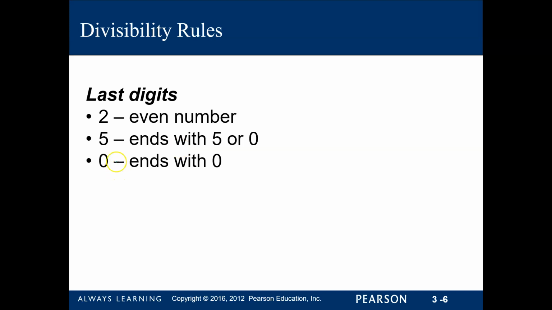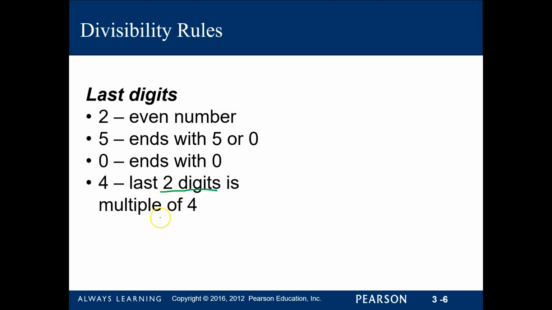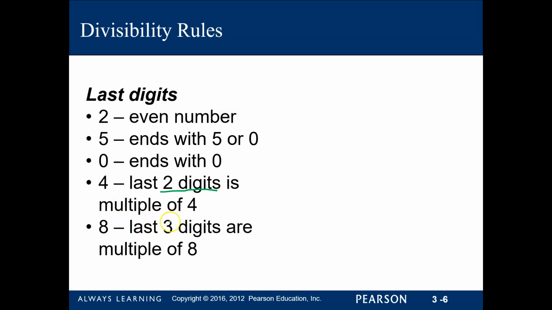The next easy ones are still on the last digits. Now this part is a little bit tricky because you have to look at the last two digits, okay? If you take a look at the last two digits of a number, and it is a multiple of 4, then that whole number is divisible by 4. When it comes to 8, it's pretty much the same rule, but you have to look at the last three digits. So if you can divide the last three digits of a number by 8, then that number is divisible by 8. Okay? So these are the divisibility rules when you are looking at the last digits of the numbers.